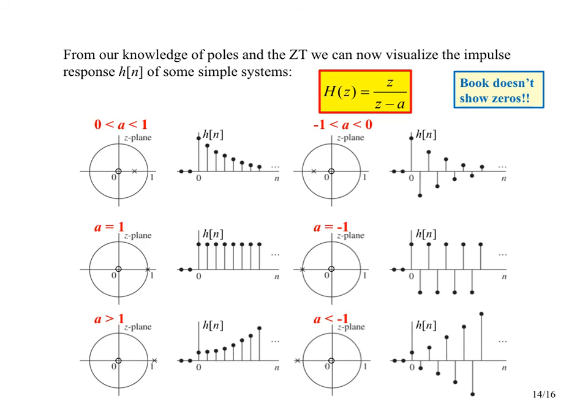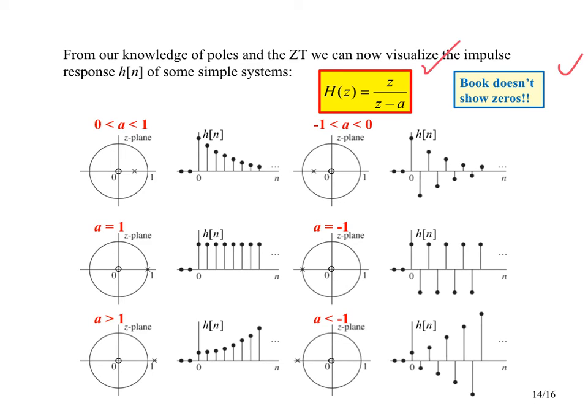So once we have this idea, we can categorize what kinds of impulse responses we get from different pole and zero positions. And mostly it's the poles that we're interested in. So if we have a simple system that looks like this, I'm pointing out that the book doesn't actually show the zero on the z-plane here, which has kind of annoyed me. So I put the zeros in.